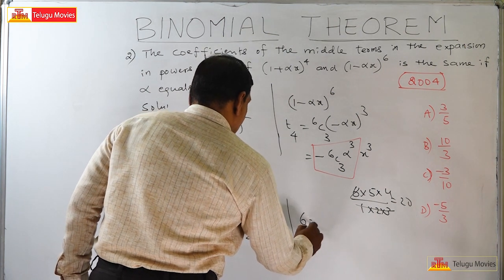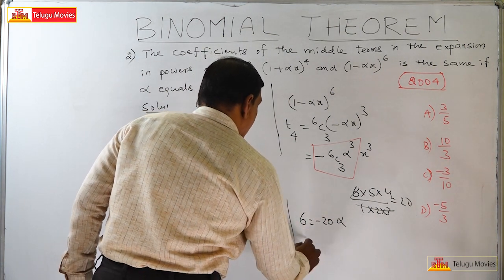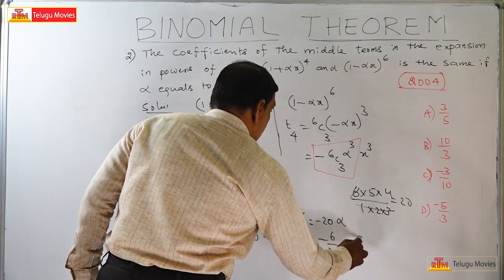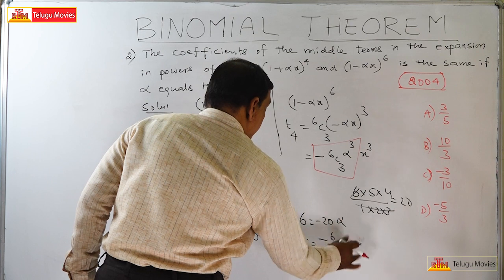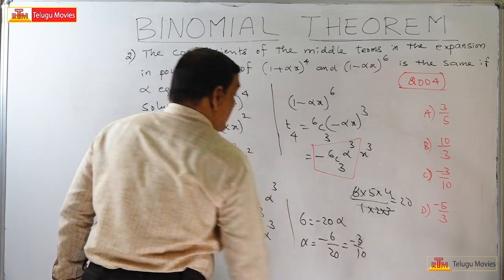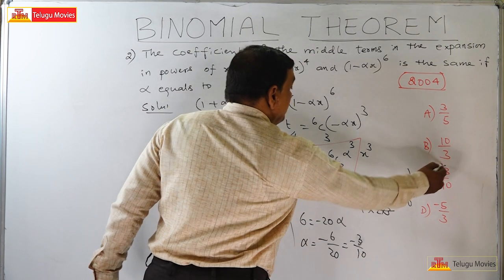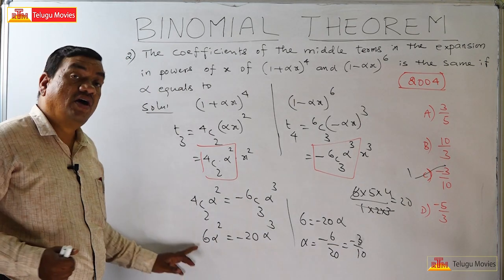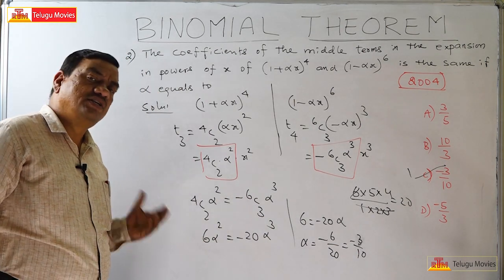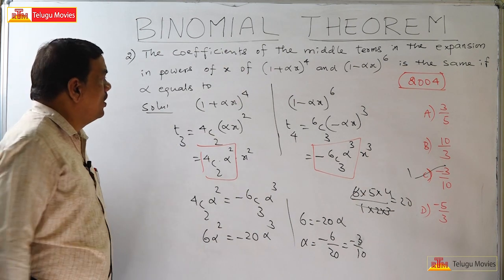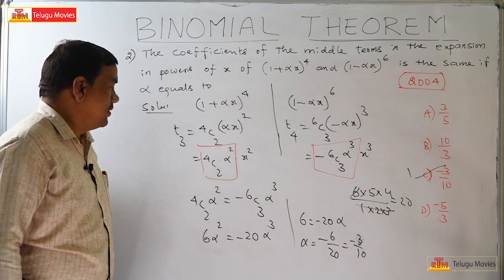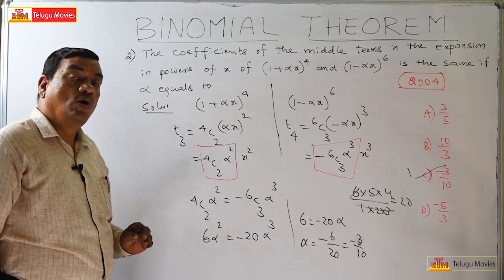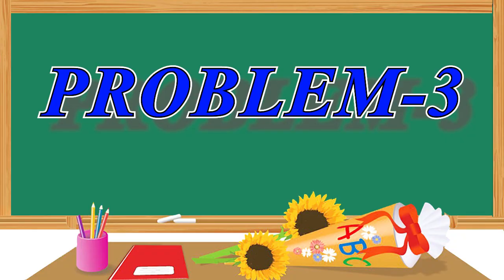So this is 6 is equal to minus 20 into alpha, alpha is equal to minus 6 by 20, that is equal to minus 3 by 10. So therefore option C will be the correct answer, minus 3 by 10. So alpha here cannot be equal to 0, even though with 0 it is possible. I hope that you understand this solution. Let us go to the next problem.